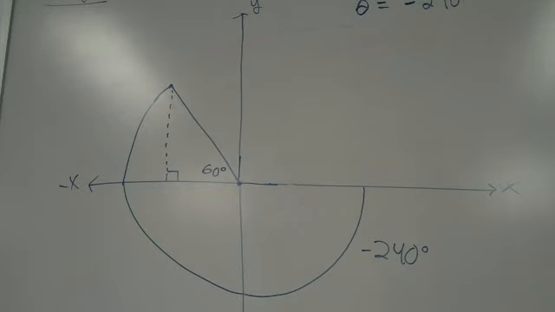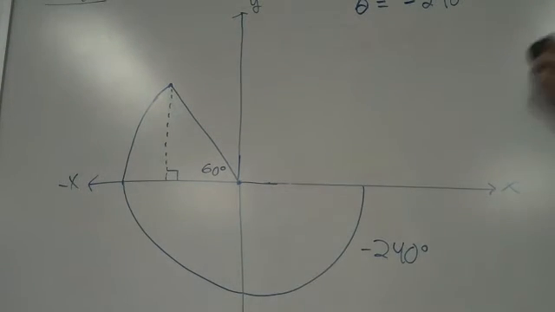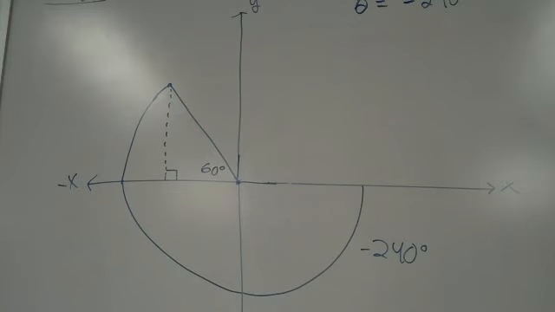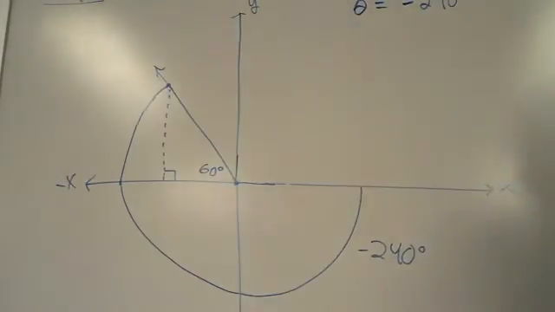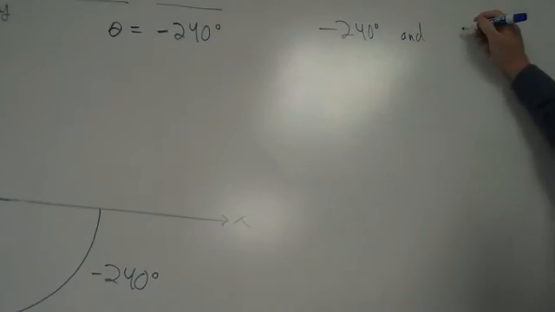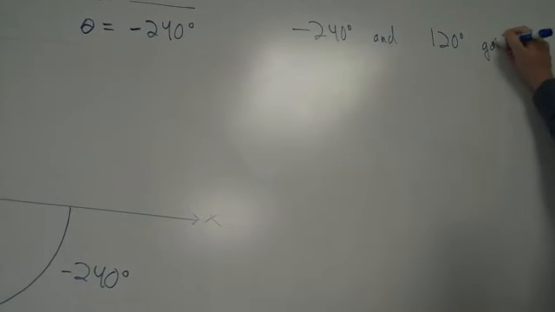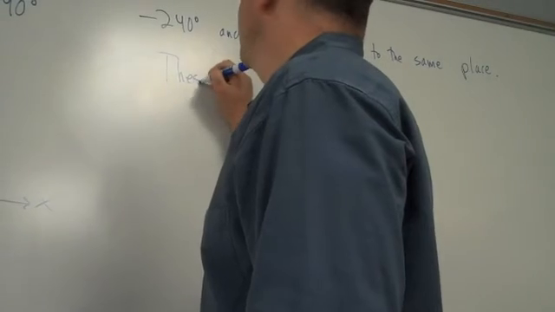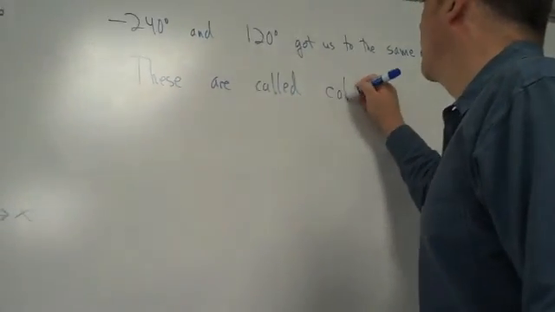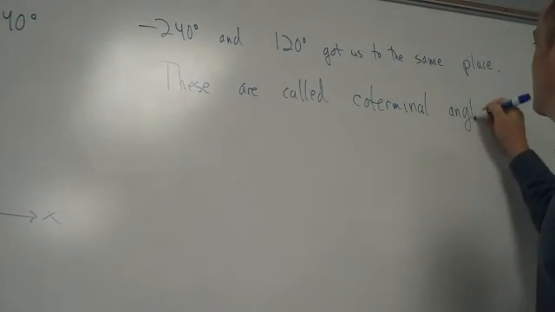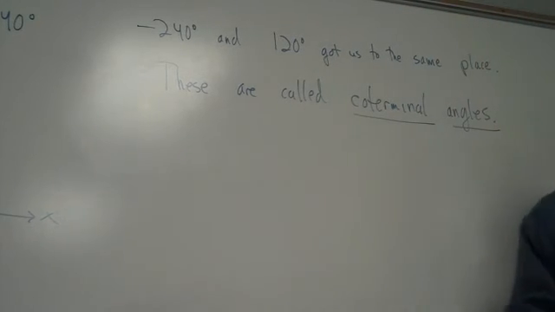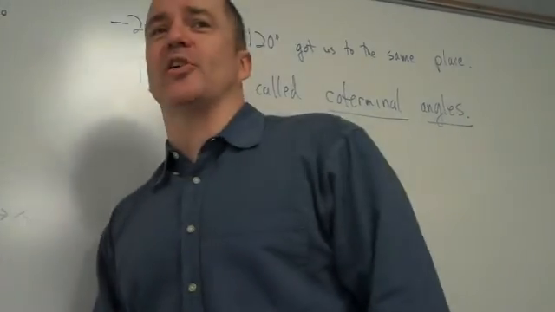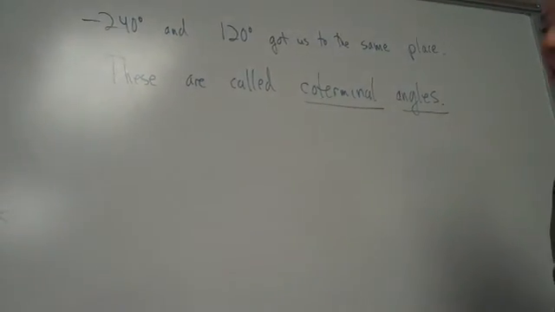Now, did we create a 60-degree reference angle in quadrant 2 anywhere else on this board? On that board, no. Anywhere else on either board? Thank you, Cody. Yes, we did. Okay. We also created a 60-degree reference angle in quadrant 2 here. In other words, negative 240 degrees and positive 120 degrees got us to the same place. These are called coterminal angles. If they get you to the same place, they're called coterminal angles. Okay? Co for shared, terminal for end. All right, so they get you to the exact same spot.